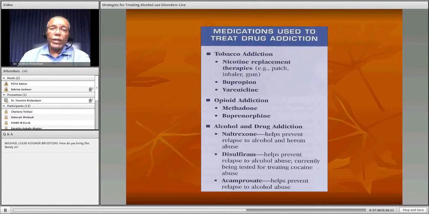Medications used to treat drug addiction, and as I said, we're going to mainly look at alcohol, but if there are questions about other things, we can answer them at the end. Alcohol and drug addiction, mainly we're going to look at naltrexone. Naltrexone works for both narcotic and alcohol. Disulfiram, which is the generic name for Antabuse, is good for relapse of alcohol as well as cocaine and other drugs of abuse. Acamprosate, which is Campral, helps prevent relapse, especially to alcohol issues.